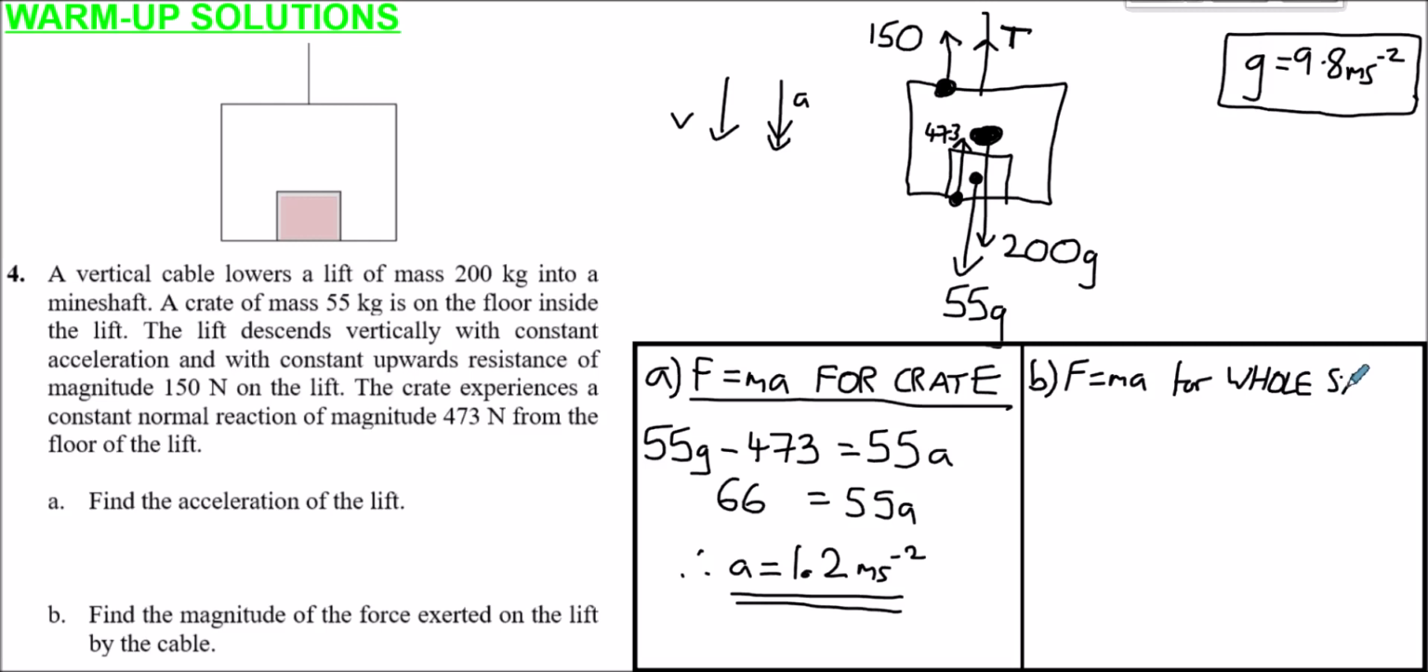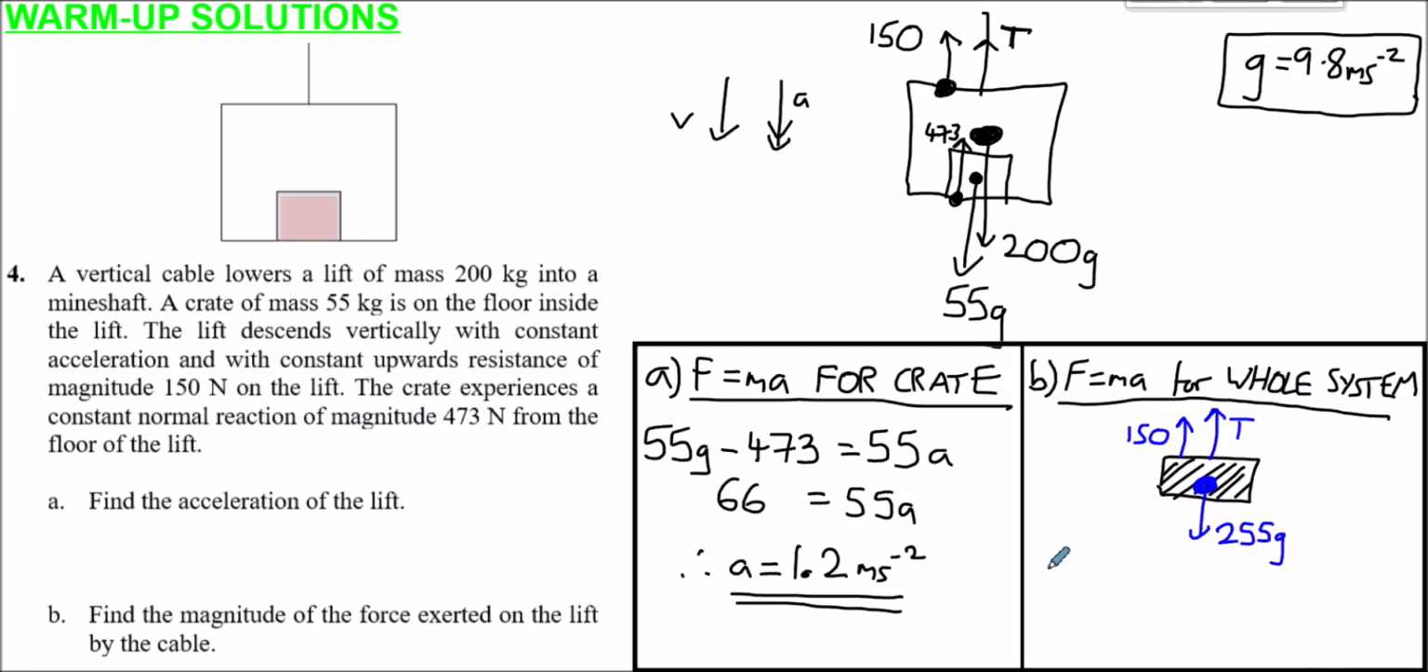So let's just think of the crate and the lift as one unified body, like so. So this is the crate and the lift considered as one. So the weight of the entire system is 200 plus 55. That's going to be 255 G. Resisting this motion is the 150 newtons, which is mentioned earlier, plus as well the tension in the cable.